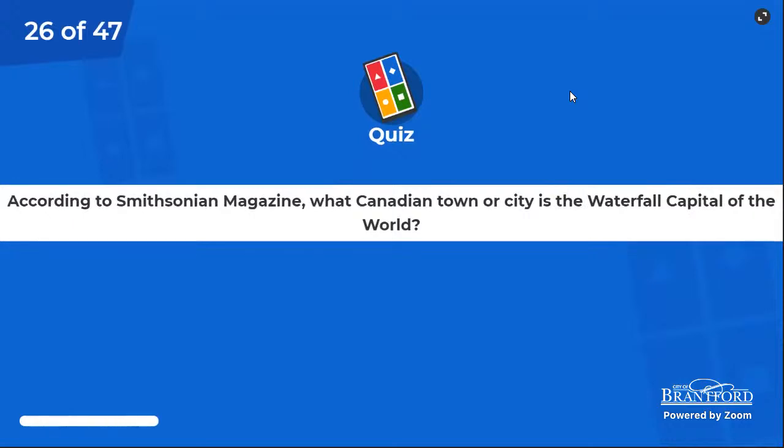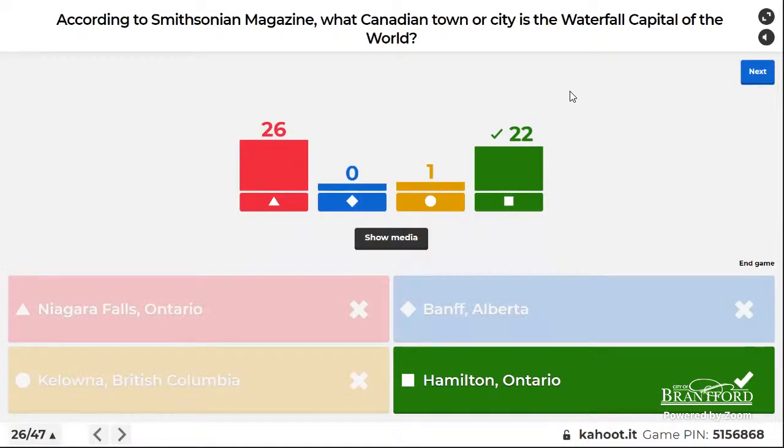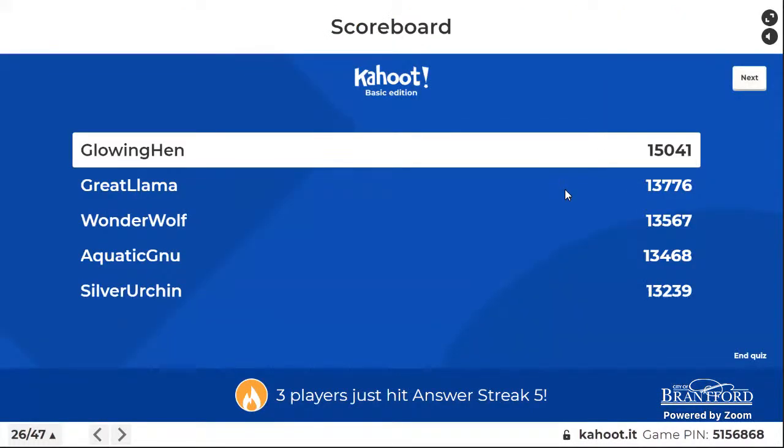Next question. According to Smithsonian Magazine, what Canadian town or city is considered the waterfall capital of the world? Niagara Falls, Banff, Kelowna, or Hamilton, Ontario? Oh, it looks like that was split across the board between Niagara Falls and Hamilton. Niagara Falls might have one of the most spectacular waterfalls and is a world wonder, but it definitely is Hamilton. It's home to over 150 waterfalls, the most for any city in the world, and therefore is considered the waterfall capital of the world.